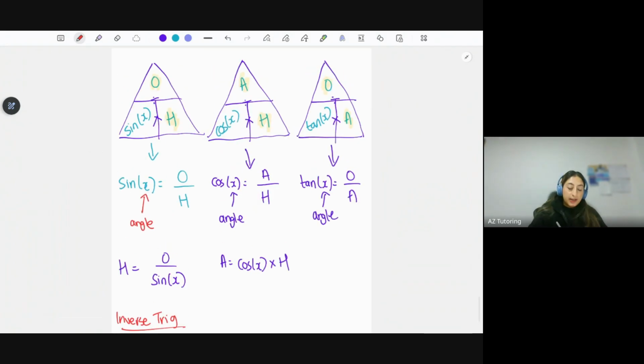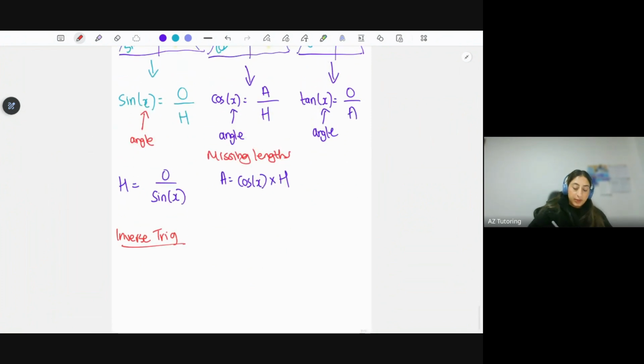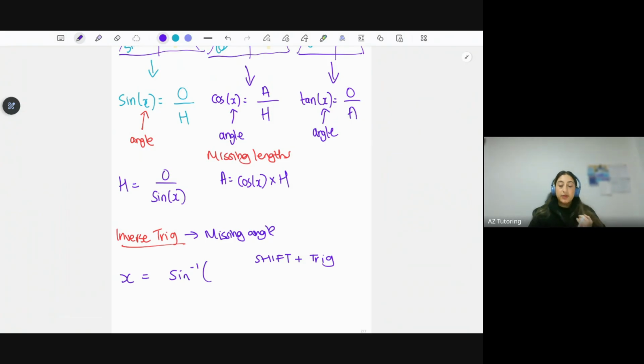The normal trig functions are to find missing lengths. The inverse trig function is to find the missing angle. So when you do sine of -1, x, your angle, equals sine of -1. How you get the inverse function on your calculator: press shift plus your trig function. Shift plus trig gives you your inverse function, and that's to find your missing angles. So inverse trig to find the missing angles, the normal trig functions to find the sides.